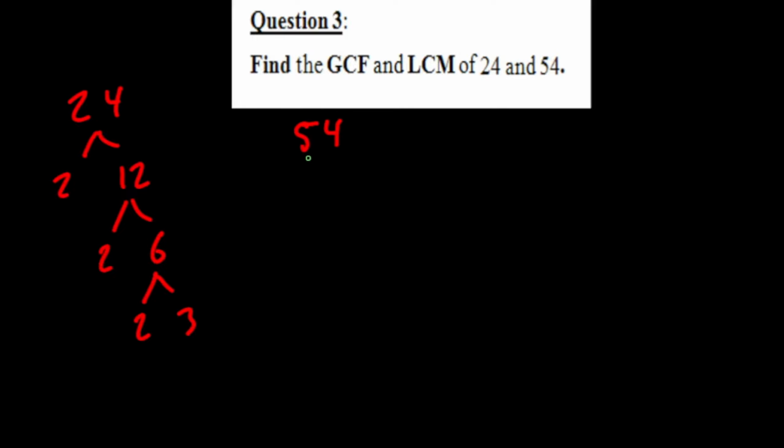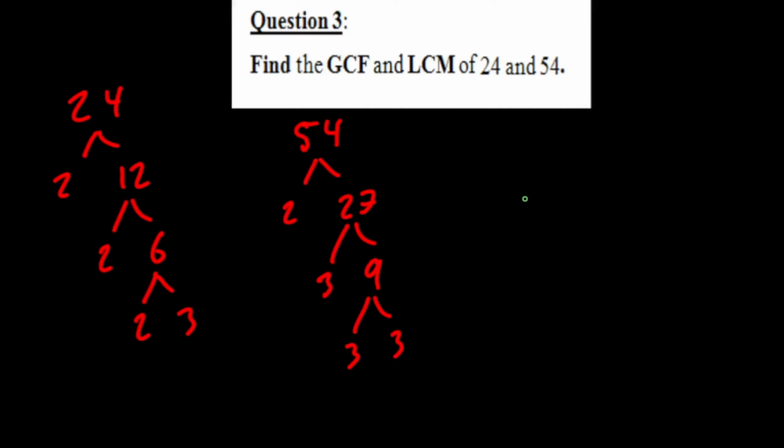For question number 3, we are asked to find the GCF, the greatest common factor, and LCM, lowest common factor, of 24 and 54. So let's start off with the greatest common factor. Starting off with 24, using the factor tree, we can find that it's 2 multiplied by 12. 12 is 2 multiplied by 6, and 6 is 2 multiplied by 3. Now for 54, using the factor tree as well, we get 2 and 27. 27 is 3 and 9, and 9 is 3 and 3.